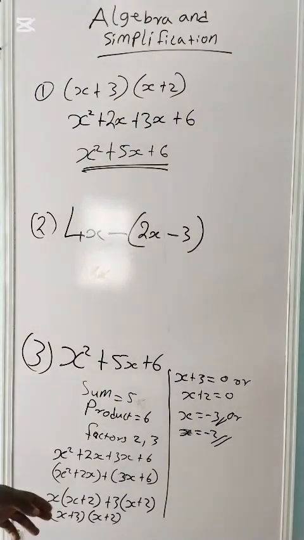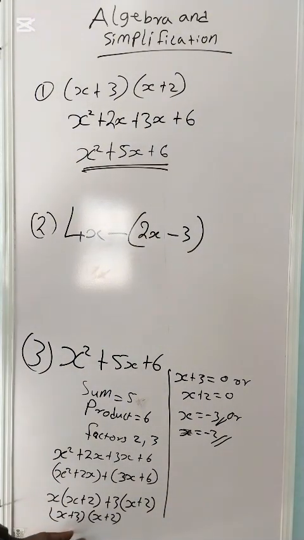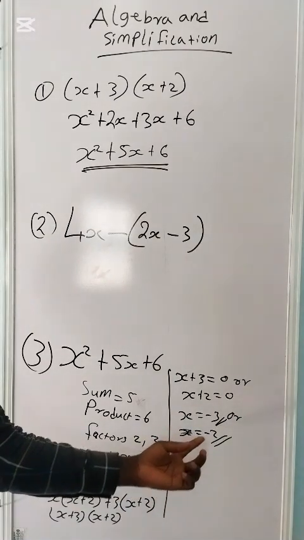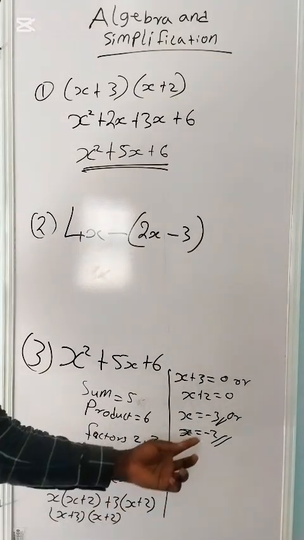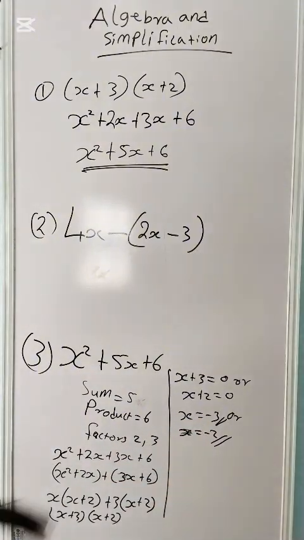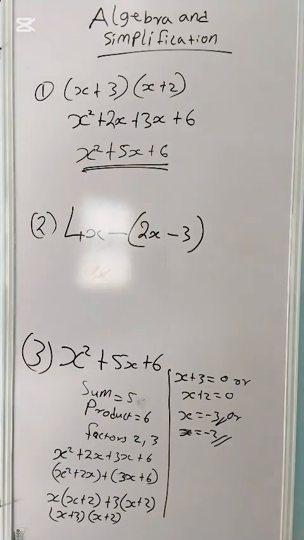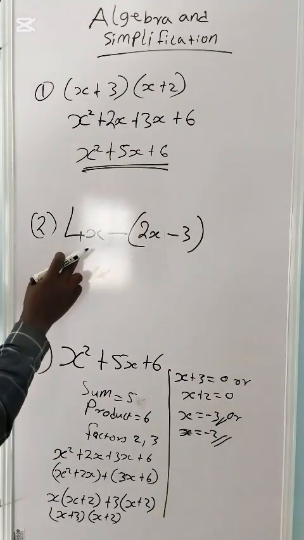So now, if there's nothing like this in the objective, they are expecting you to reach here, so that you will see something like this. If you don't see something like this, you are going to see something like this. So this is how to factorize questions like this. So now let me come to number 2.